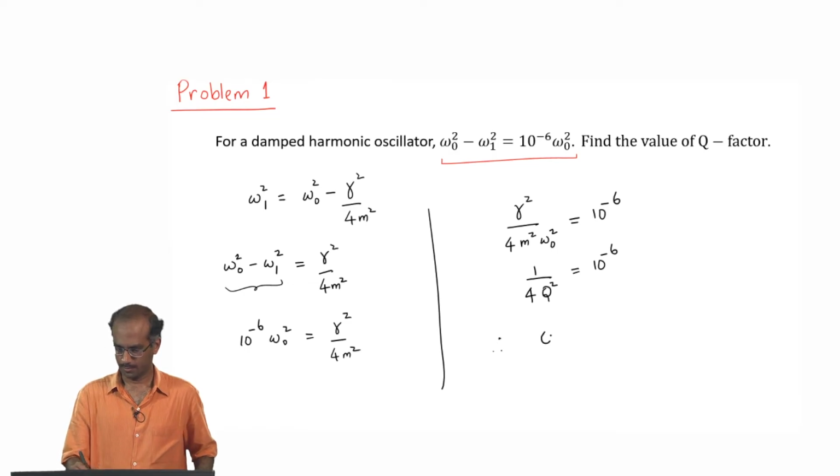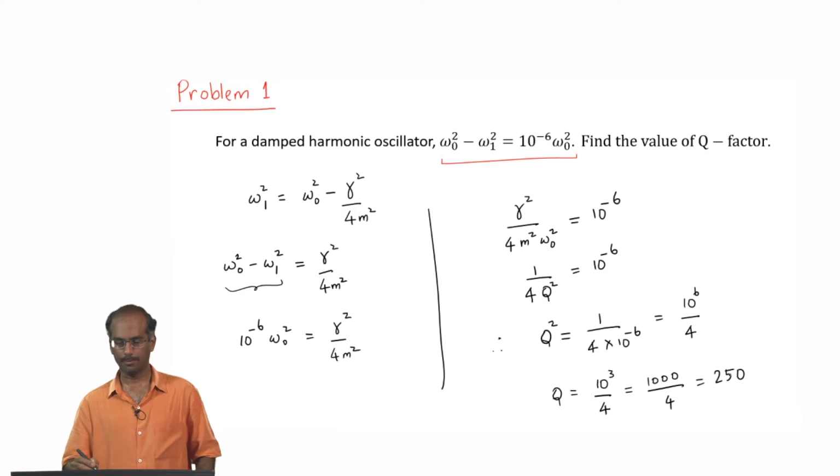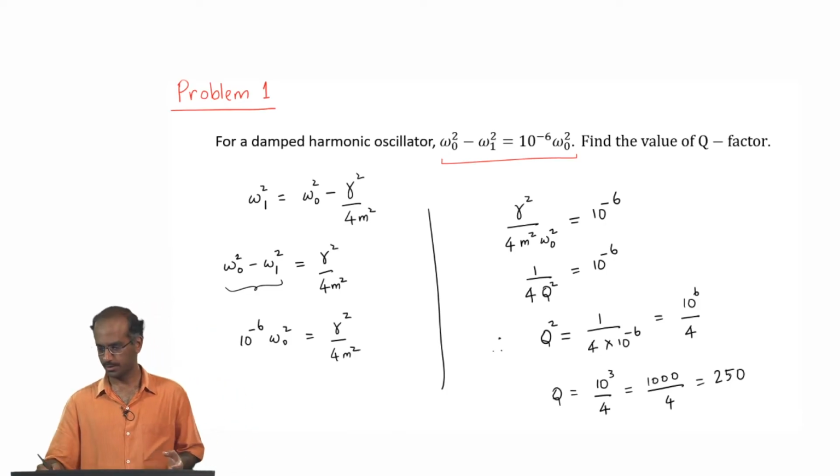Therefore, Q square will be equal to 1 by 4 into 10 power minus 6, which is equal to 10 power 6 divided by 4. So, the Q factor is 10 power 3 divided by 4, that is 1000 divided by 4, equal to 250. And remember that Q is a dimensionless quantity. It is a ratio of 2 energies, hence it has no dimensions or units.